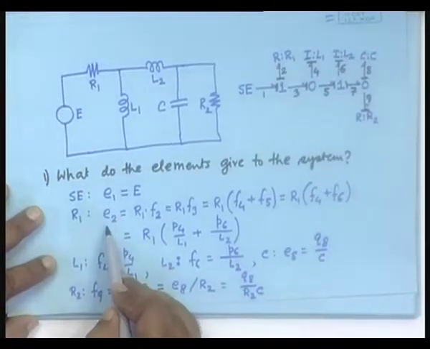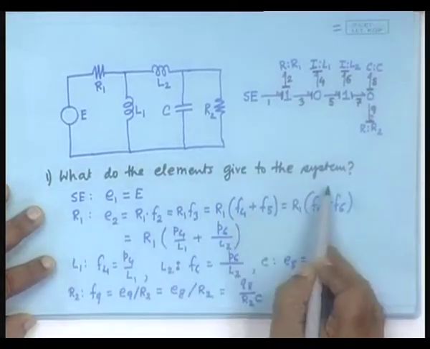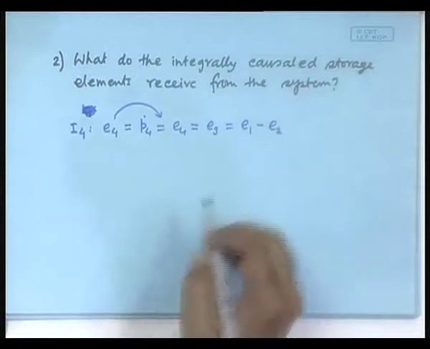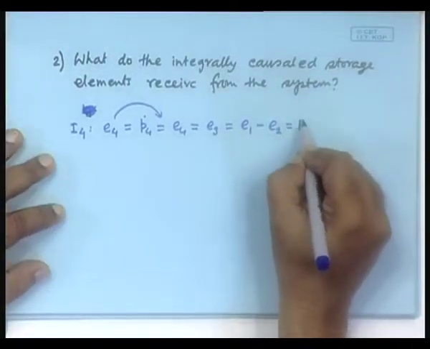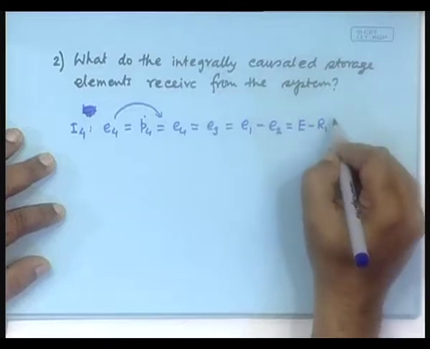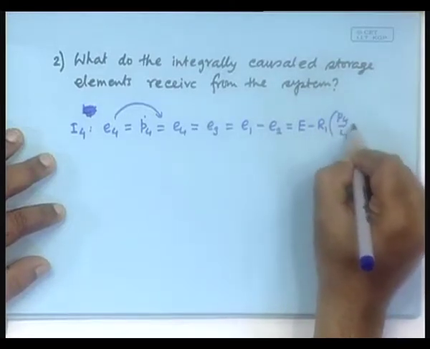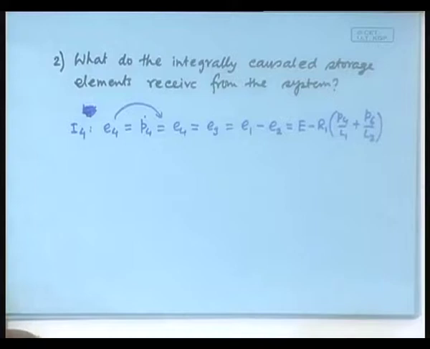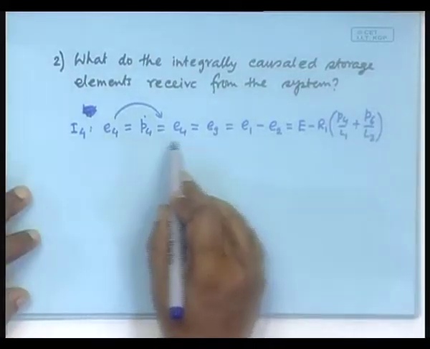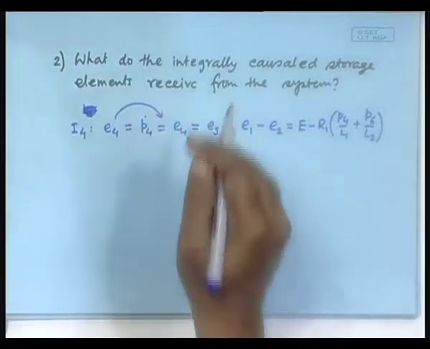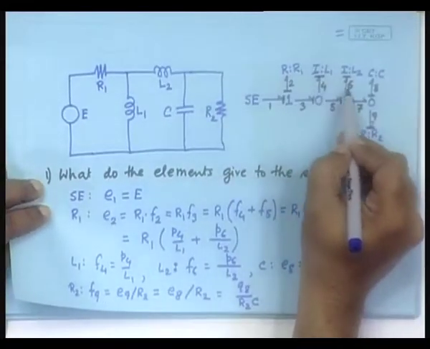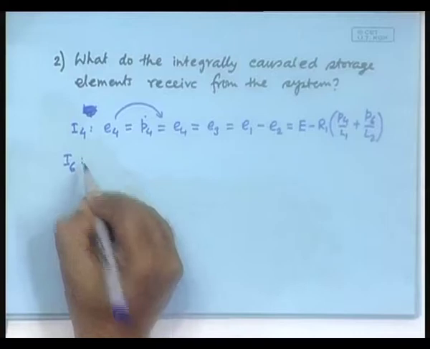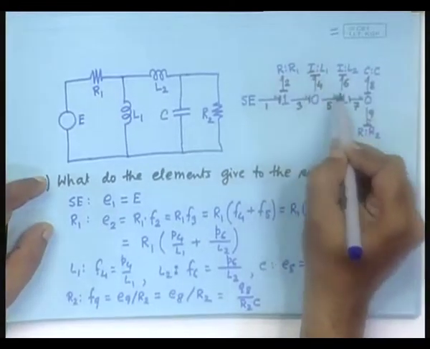Now, both these we already know, E1 we know, E2 we know from the answers to the last question, just substitute. So, we get this as E minus R1 P4 by L1 plus P6 by L2. Fine. So, one differential equation obtained. Second, we ask the question related to the I element connected to bond 6. So, I6. What does it receive from the system?